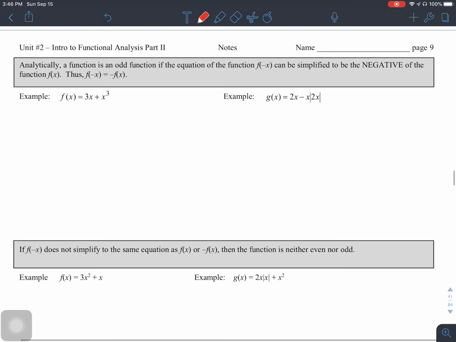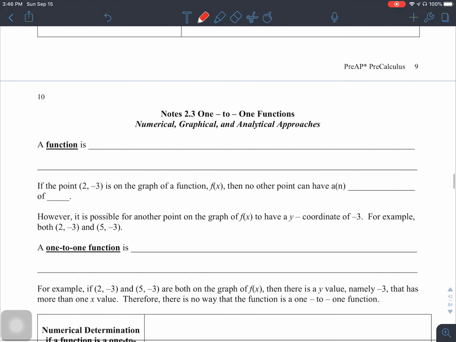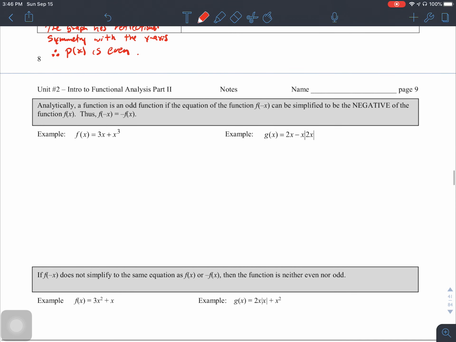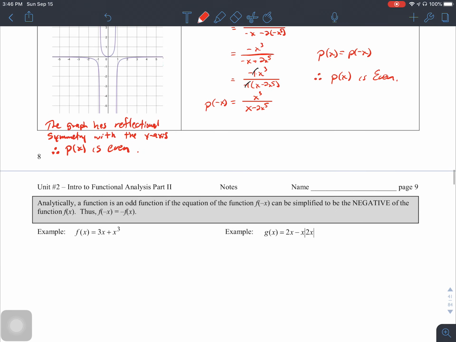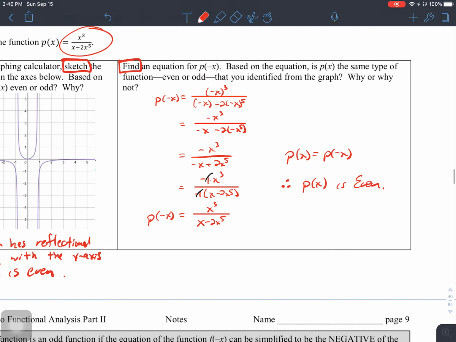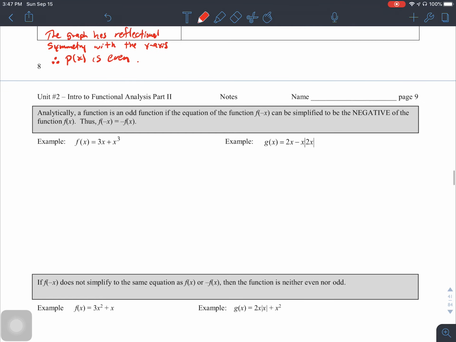Cool. Let's check and see what happens if we end up with the directions that say, analytically, a function is odd if the equation of the function f of negative x can be simplified to the negative of this function. Did I answer the question up here? Based upon your equation, is p of x the same as it is? We said that it was. Why or why not? Then it says, is it even or odd? And we said it's even, and we have the reason. So we got it all there.